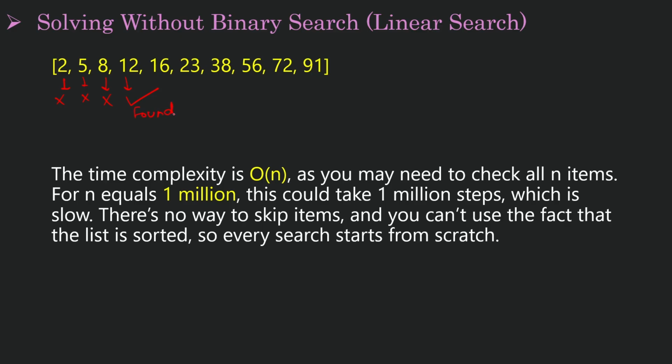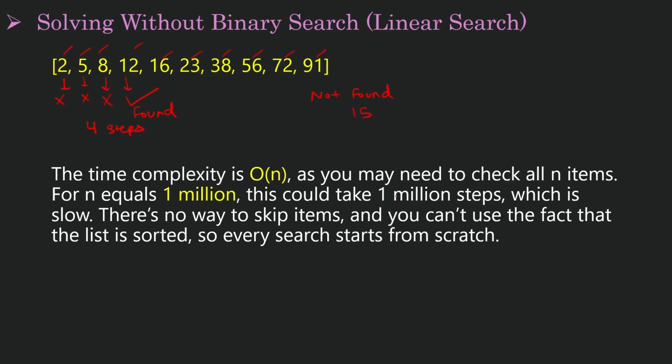This took 4 steps, but in the worst case, target at the end or not in the list, you check all 10 numbers. For target 15, check each position: 2, 5, 8, 12, 16, 23, 38, 56, 72, 91. None are 15, so after 10 steps, report that 15 isn't in the list.